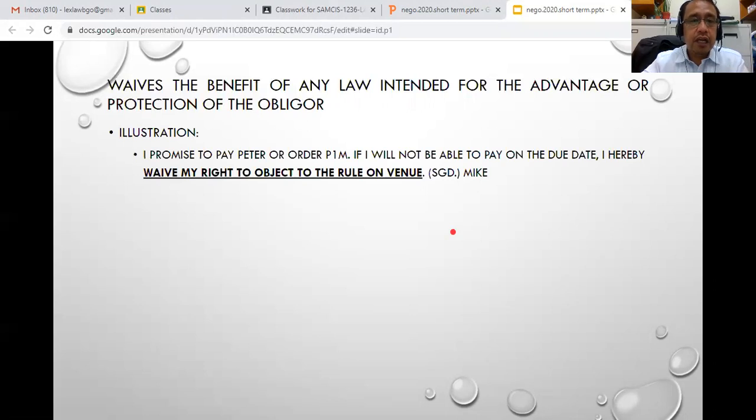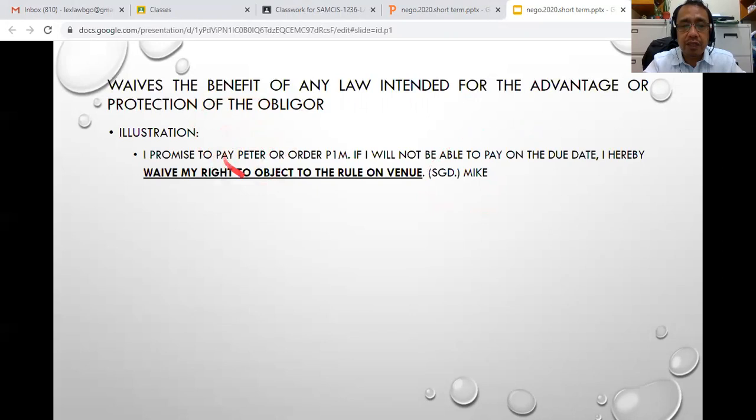So, illustration: I promise to pay Peter or order 1 million pesos. If I will not be able to pay on the due date, I hereby waive my right to object to the rule on venue. Signed, Mike. Venue refers to the place where the action is to be instituted. And our rule is that if it is a personal action such as this one for collection of sum of money, then the venue would be at the place where Mike or Peter are residing.